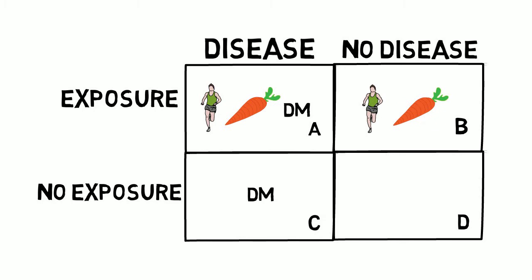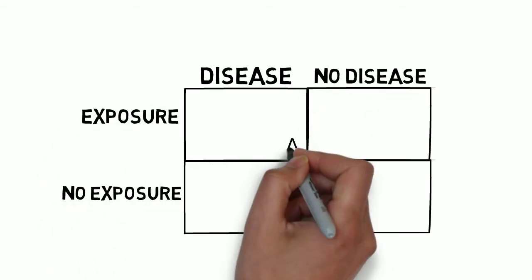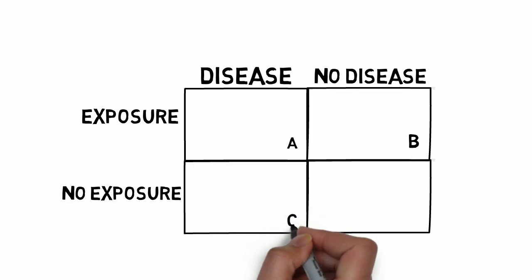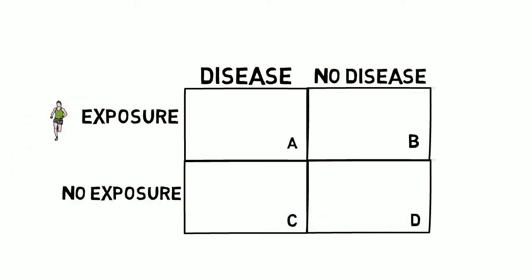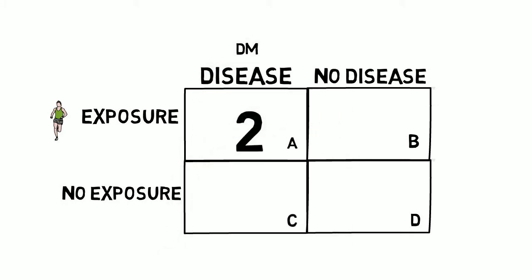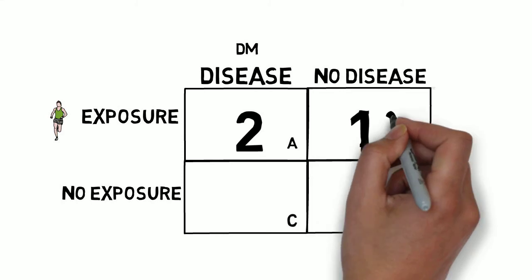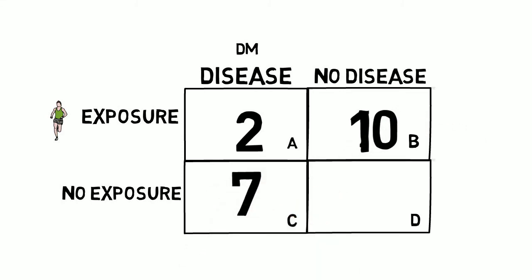Of the remaining 10 that do not exercise regularly, 7 of them do have diabetes, so they will go in box C. The remaining 3 do not have the disease and do not have the exposure, so they go in box D. Then add the totals. The total number of people with the exposure is 12. This is boxes A plus B. Without the exposure is 10, boxes C plus D. The total number of people with diabetes is 9, boxes A plus C. And the total number of people without diabetes is 13, boxes B plus D.